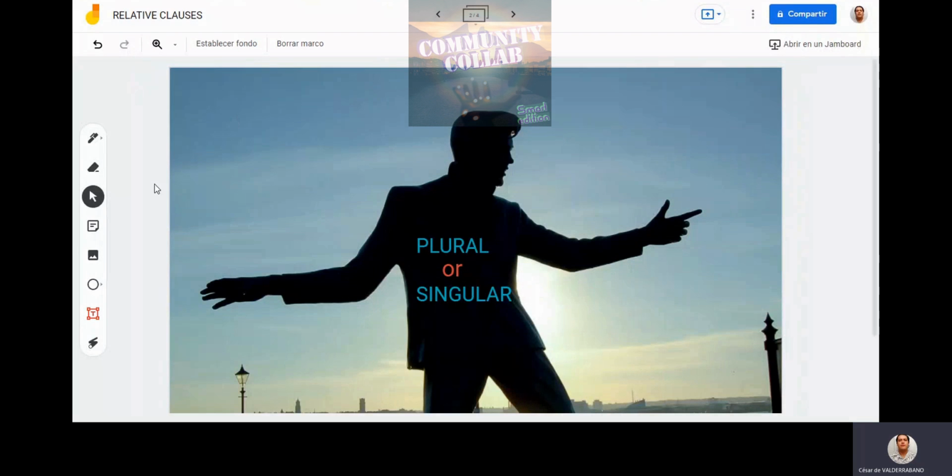Well, the mini clip. It's going to be very easy, very fast. Okay, I'm going to show you right here, try to explain in a very fast way how to distinguish and how to work with plural or singular verbs using a relative clause. Okay, so, let's say we have a very simple example.